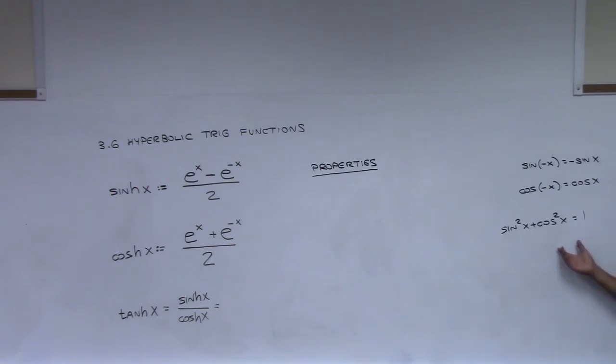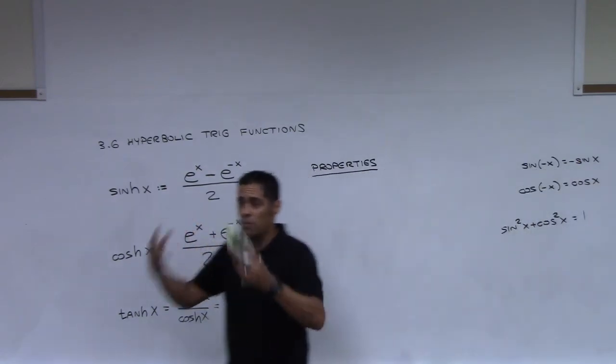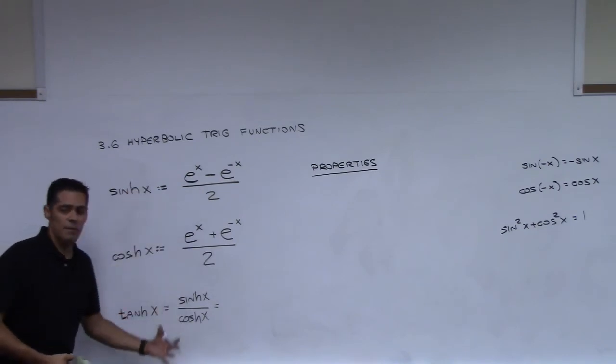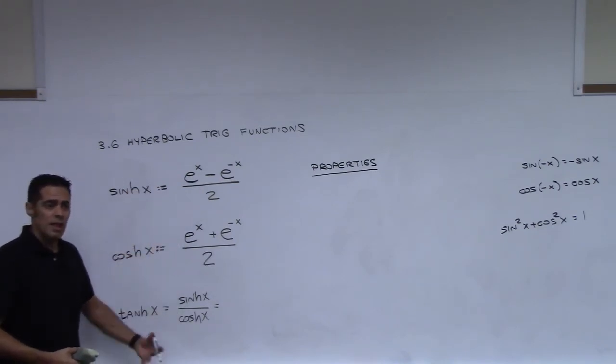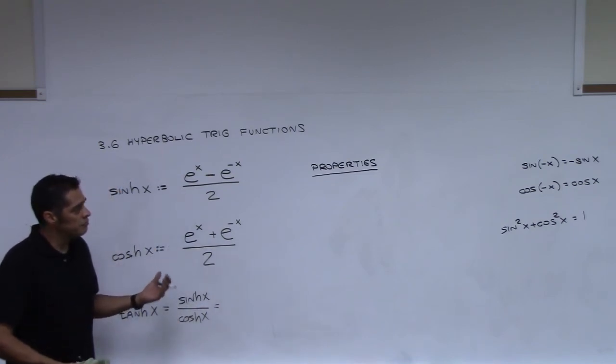Pythagorean identity. Okay, so we have properties with our original trig functions. And now we have a new group of trig functions, right? We are introducing 6 new trig functions. They're the hyperbolic trig functions. And the question is, what are some of the properties of these? Do we have even and odd? What do you think?